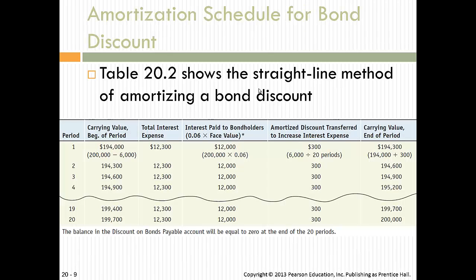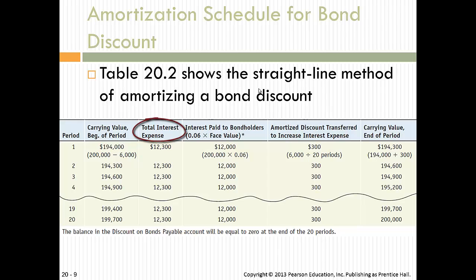This table is called an amortization schedule. It's a way to keep track of the amounts we need to journalize every 6 months. The periods in the first column refer to interest periods. Remember, we determined we have 20 total. Next, we have the carrying value at the beginning of the period. It's slowly increasing due to the amortization of the bond discount.